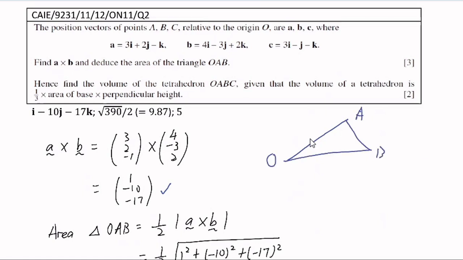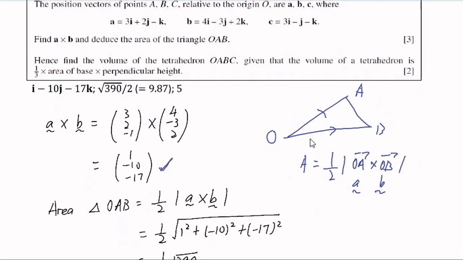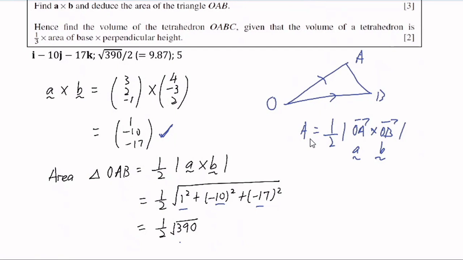To find the area of the triangle, it is just half, since it's a triangle, so we need to halve it, and then the magnitude of OA cross OB. We just need 2 sides of the vectors in the triangle there. What we have for OA and OB is just our vectors a and b that we cross. So from the cross product just now, find the magnitude of it and then divide that by 2. With that, we are able to find the area of this triangle here.